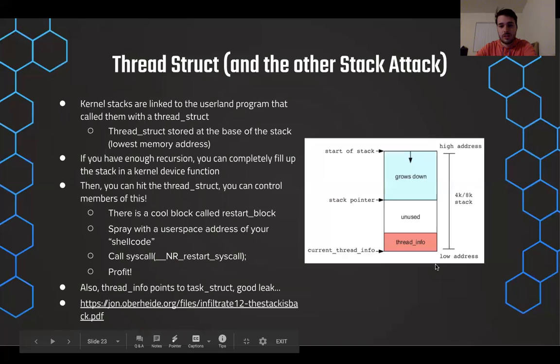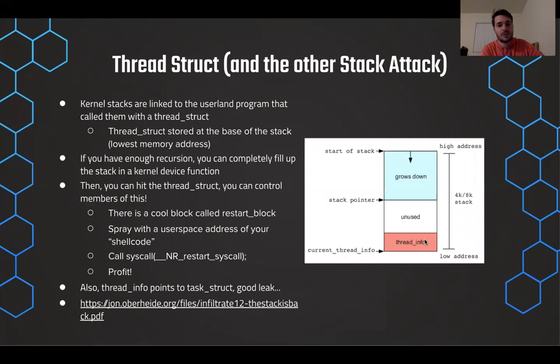Okay, there's also this thing called the thread info struct here. This is interesting because I didn't learn about this attack until recently, but this is stored on the stack. And it's stored at the base of the stack, so like the lowest memory address of the stack is this thread struct. Kernel stacks are linked to the userland program that called them with this thread struct. That's how it knows that this thread in userland is where we're trying to return to. And it holds just a little bit of information about how your thread works. So each thread has this kernel stack for what it needs it for.